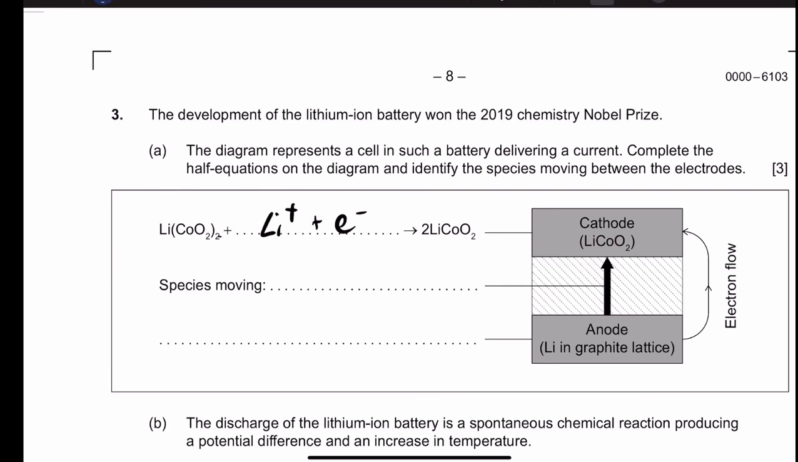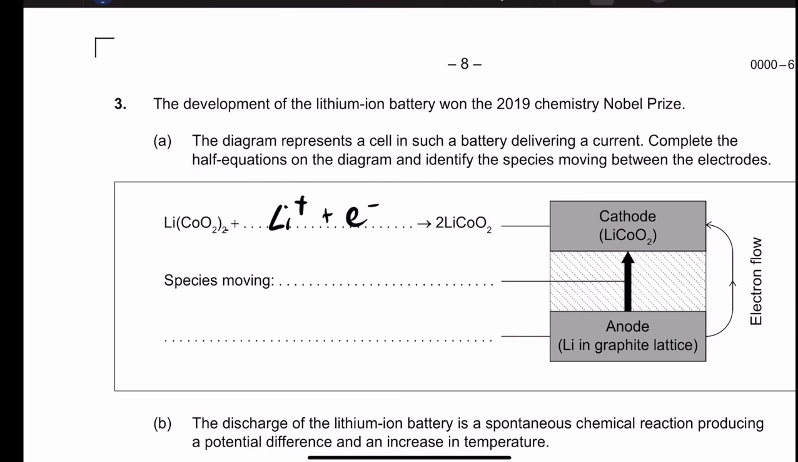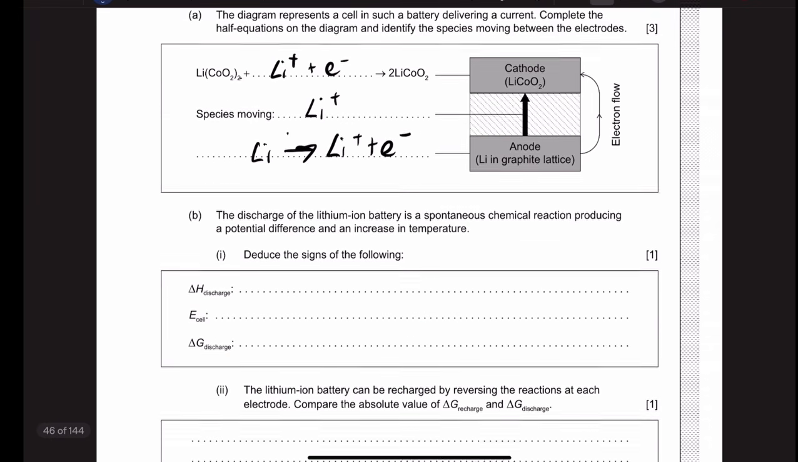Now, what species is moving? So we have the cathode and the anode, and this is electron flow, moving from the anode to the cathode. So from the anode to the cathode, it's going to be our lithium, positive lithium ion, so Li+. Remember, I don't think they'll give it to you if you just write lithium. So don't do that. And what does it want at the anode? It wants us to write the half equation. So we're just going to be doing the opposite. So Li forms Li+ plus e-. And yeah, that looks about right.